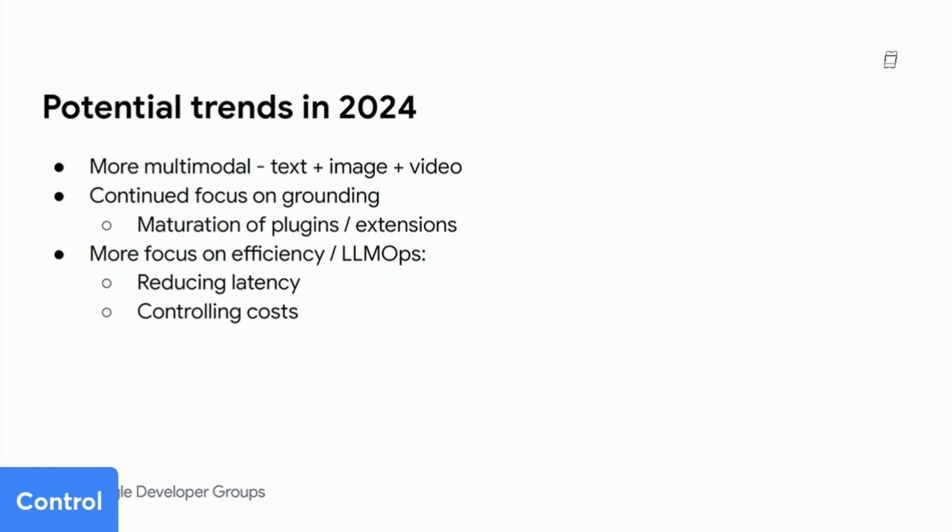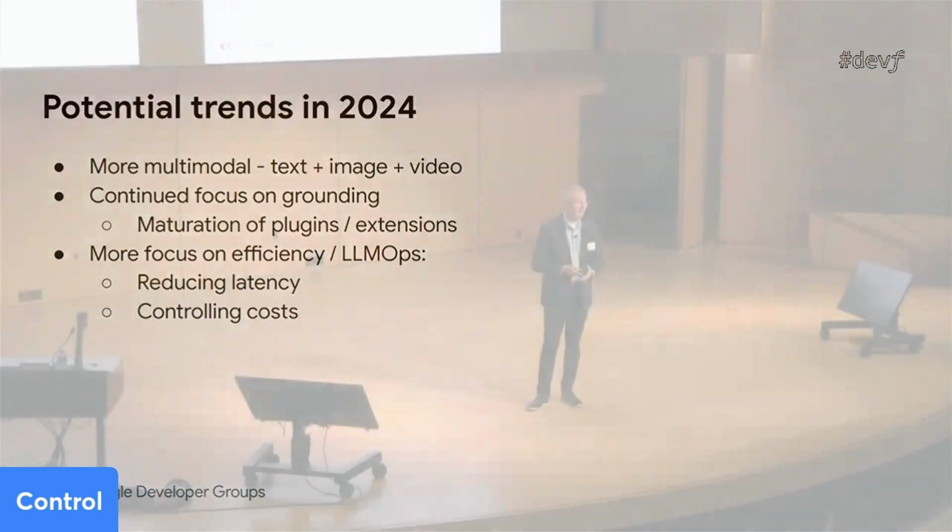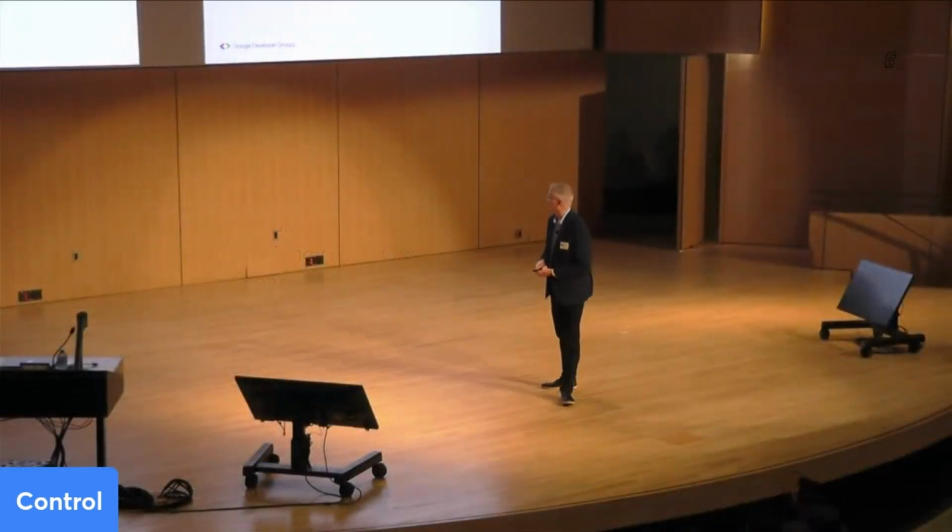Then I think there'll be more focus on efficiency and LLM ops. That means reducing latency, making the models efficient in providing responses, and controlling costs. Part of controlling costs is using the right model for the right application. Not every problem needs the flagship model to solve it. Helping customers tune their application to use a model that's good enough for the application but also cost effective will be important as well.